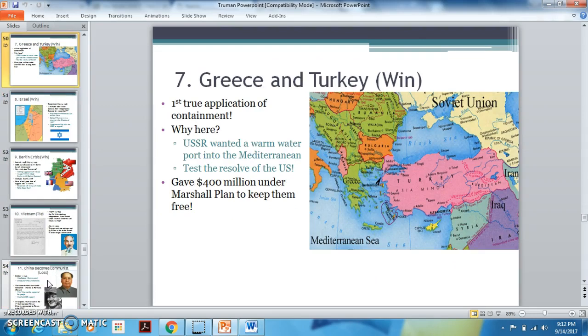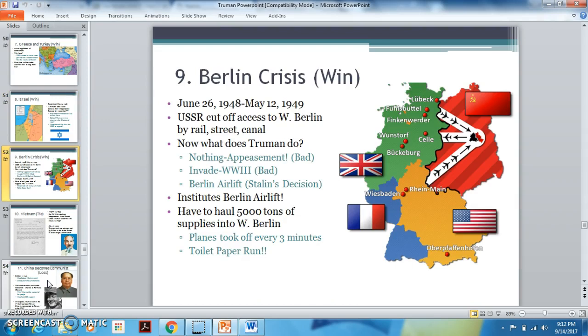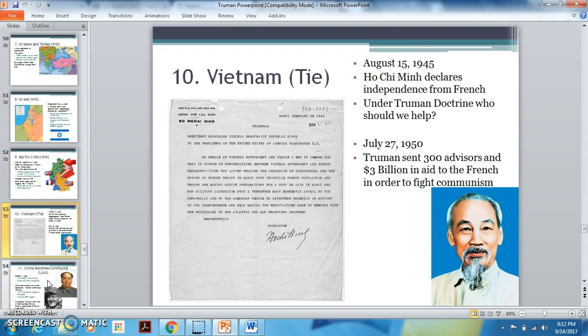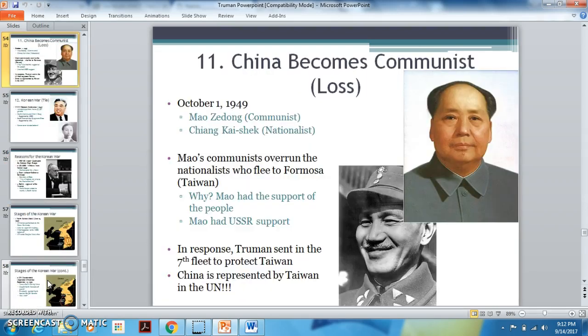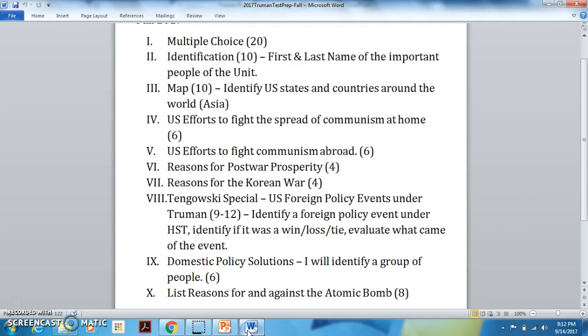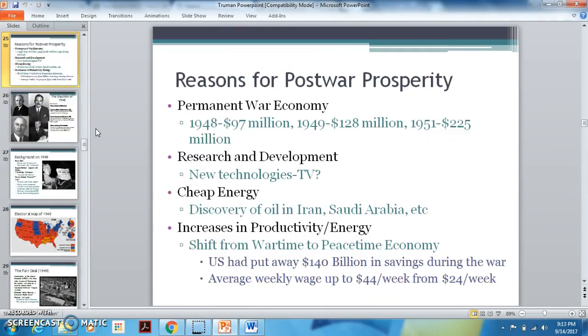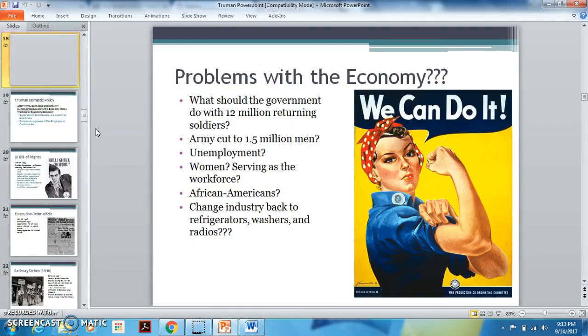Warm water port, tests our resolve, 400 million. Israel is a win. We recognize a number of those things. Number 9 is the Berlin crisis, a win, because we kept them free, because the Russians pushed us to the edge. Vietnam's a tie. China is a loss, one-fifth of the world's population going to communists, and Korea is a tie as well. Okay. Reasons for and against the bomb. It's all the way up here.